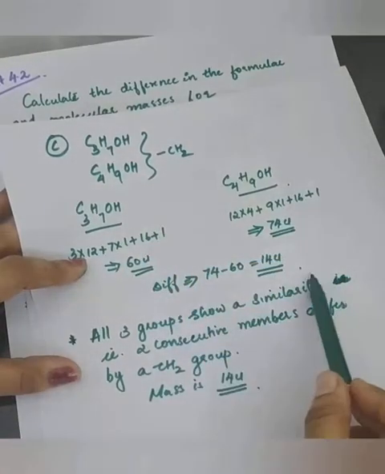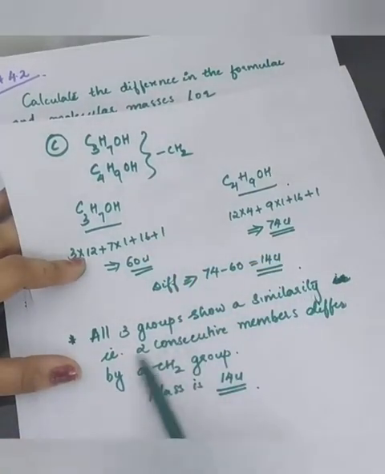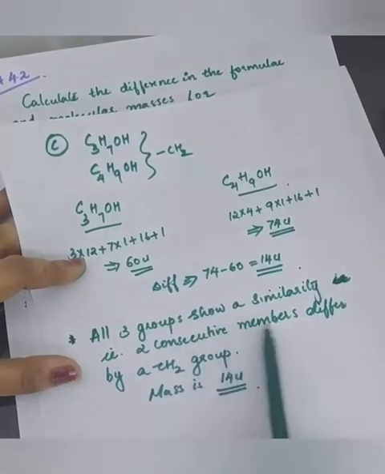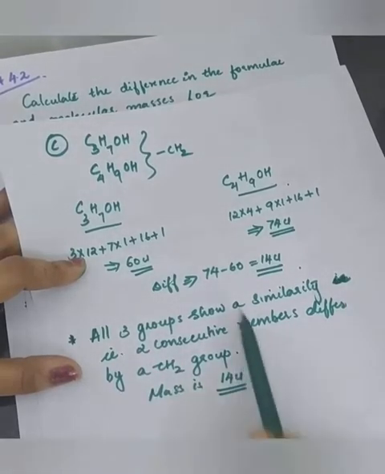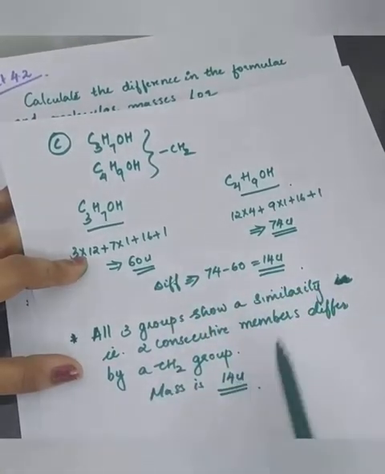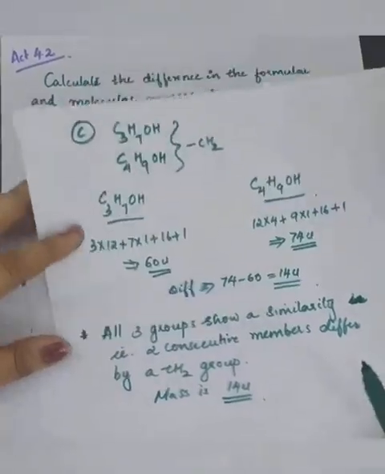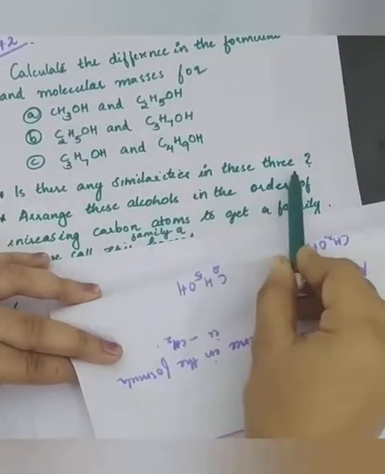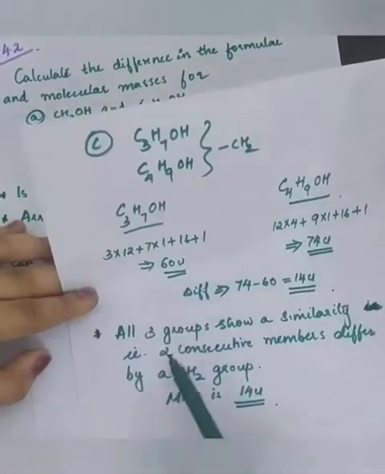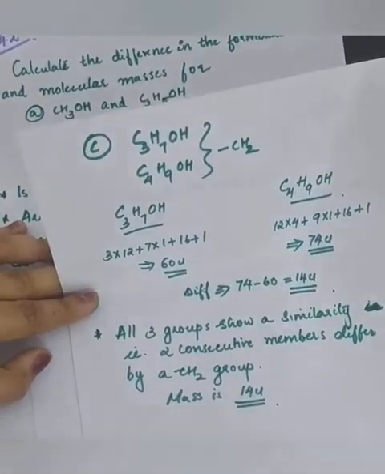So we can say all these three groups show a similarity. That is, two consecutive members differ by a CH2 group and the mass is also 14 U. So there are similarities. They differ by a CH2 unit and also the mass is 14 U.